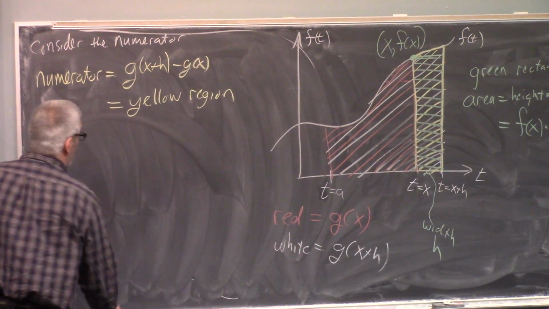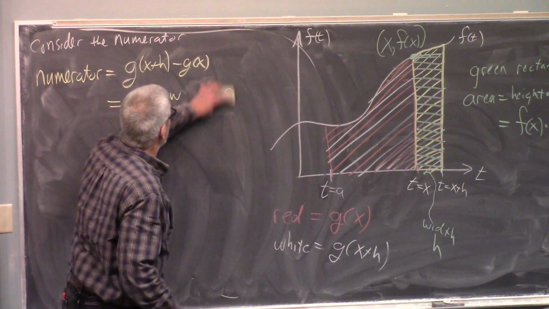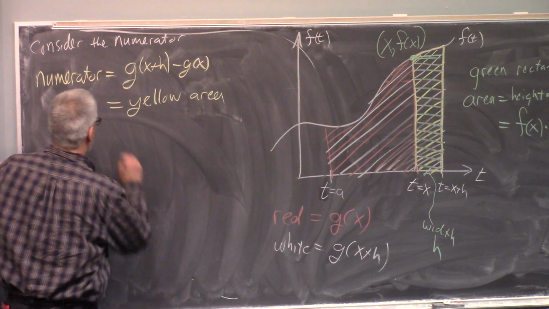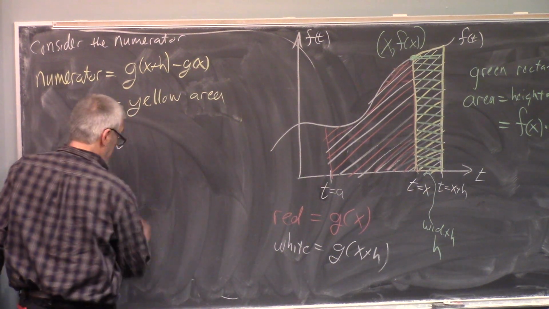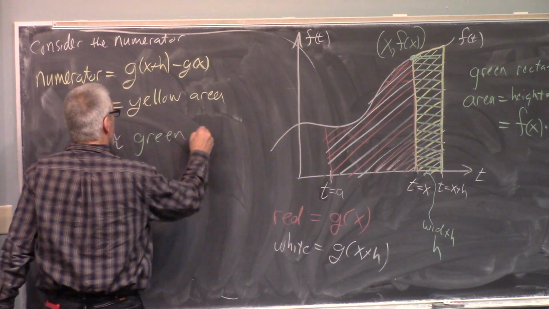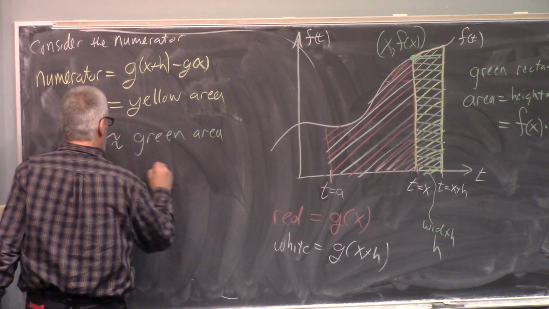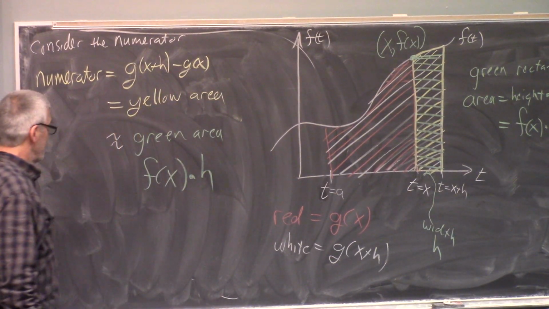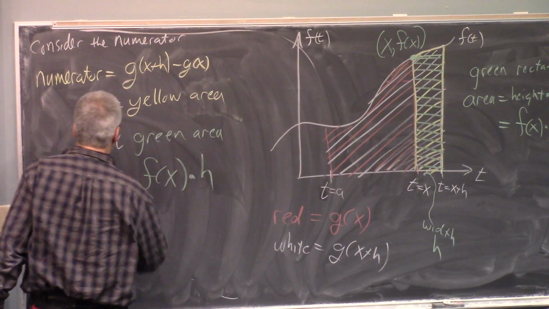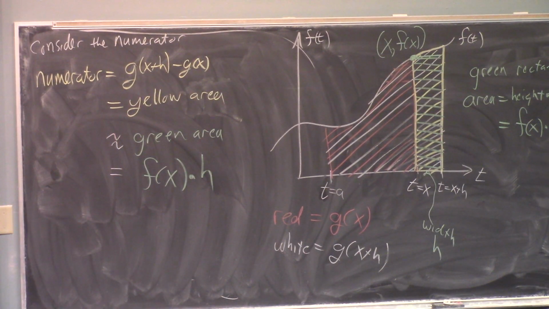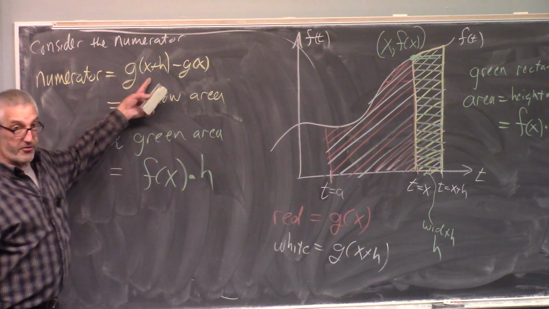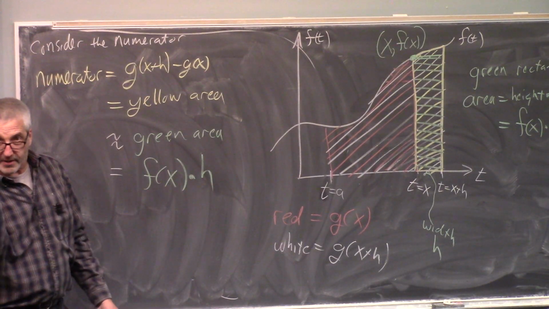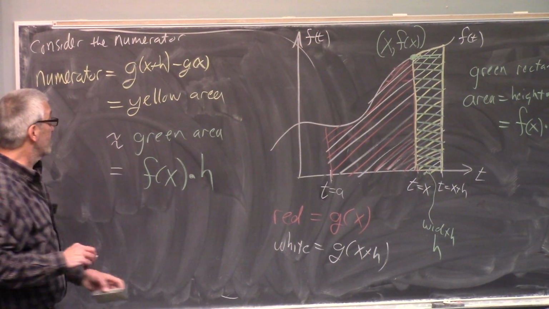So here I should have said this is the yellow area, and that's approximately equal to the green area, which is f of x times h. So the numerator is this expression, and it's roughly equal to this. And the closer, the skinnier those rectangles get, the better this approximation gets.